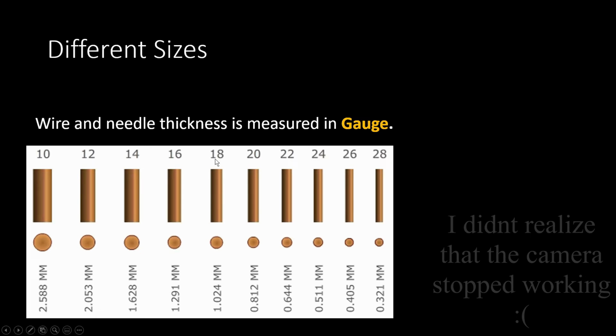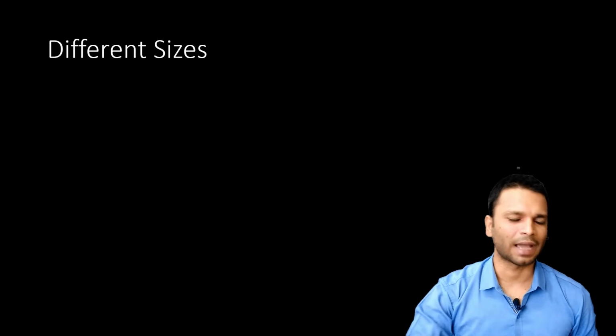Now what are the different sizes of the cannula? Now any pointed object, be it a wire or a needle, the sizes are measured in gauge. So 18 gauge is 1 mm, and as the number of gauge reduces, the diameter increases. You can see 10 gauge is 2.588 millimeter, 14 gauge is 1.628 millimeter, 18 gauge is 1.024 mm, and so on. So same is with the sizes of the cannula.